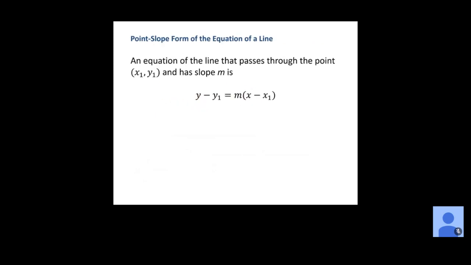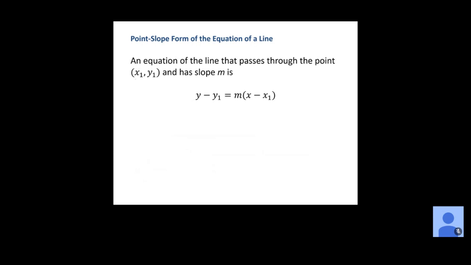All right, now point slope form for the equation of a line. So an equation of a line that passes through a point (x1, y1) and has a slope of m can be written this way: y minus y1 is equal to m times the quantity (x minus x1) in parentheses.